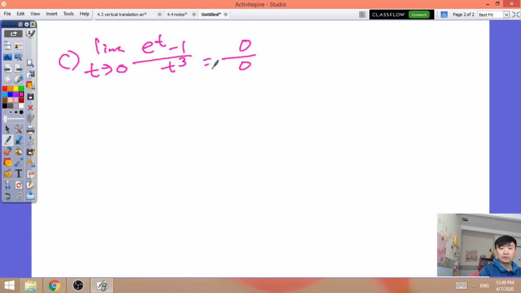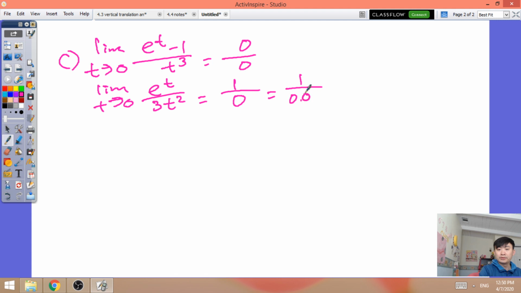Again, indeterminate form, so that means we can take the derivative, top and bottom, separately. So the derivative of e to the power of t is e to the power of t. And the derivative of t to the power of 3 is 3t squared. And then plugging a number, e to the power of 0 is 1. And then 3 times 0 squared, that would be 0. Again, this one is just giving you 1 over 0.0001, which is considered infinity.